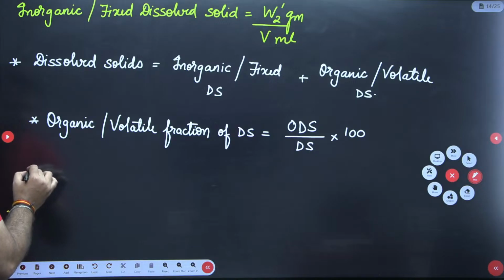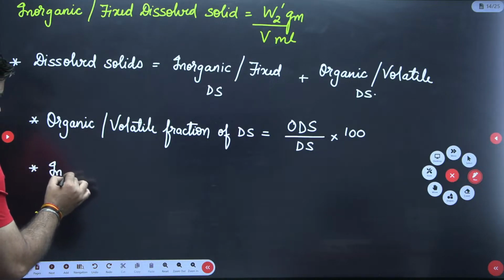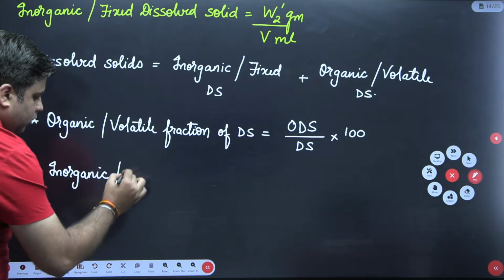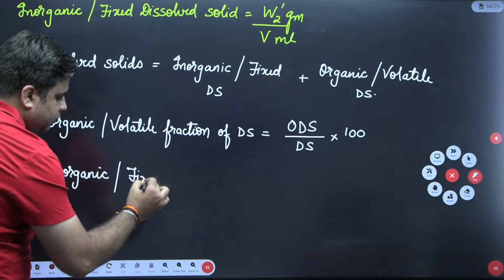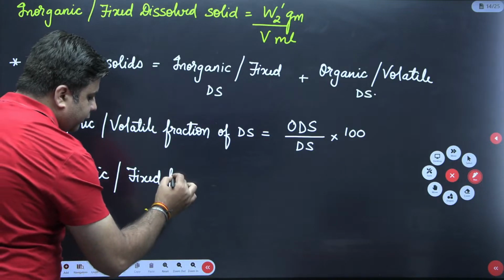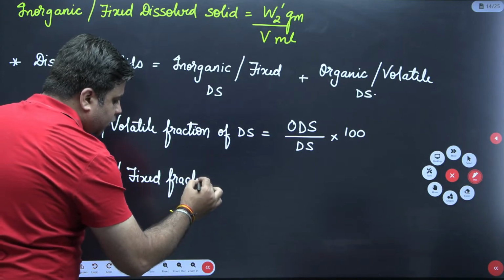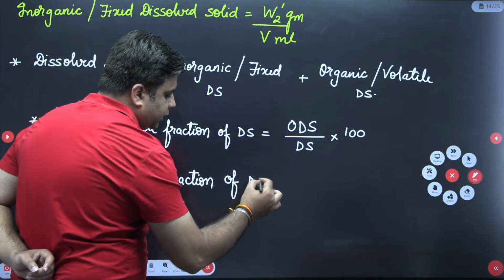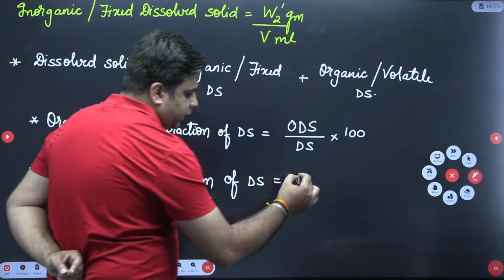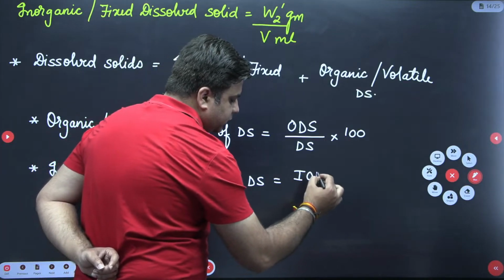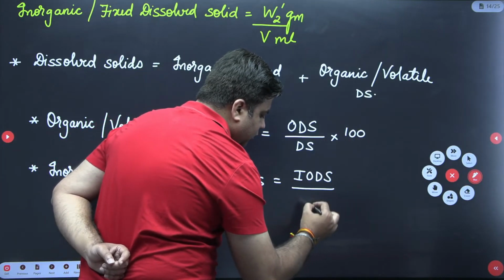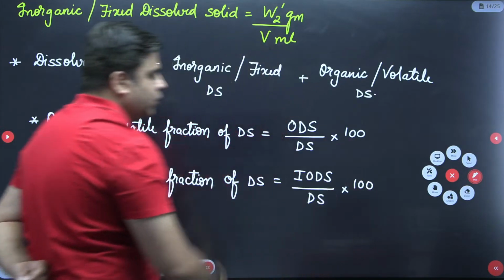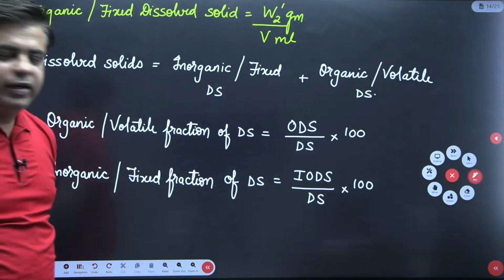Now next, inorganic or fixed fraction of dissolved solids is equal to inorganic dissolved solids divided by dissolved solids into 100. Inorganic dissolved solids divided by dissolved solids into 100, right?